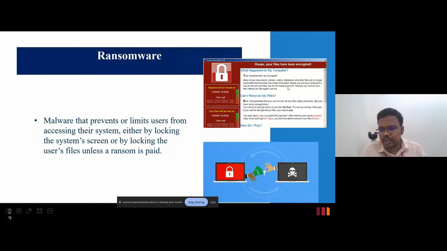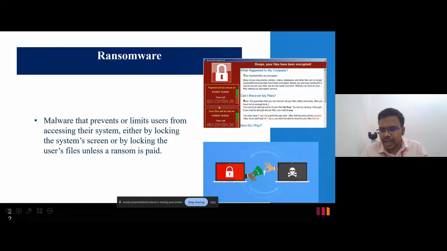All your data are encrypted. When you turn on your computer on a fine morning, going back to your hospital and opening your system, you get this screen. The screen is nothing but a notice that you are under attack. The attack name is WannaCry. WannaCry is nothing but a ransomware attack. So what they are doing is asking for some money.